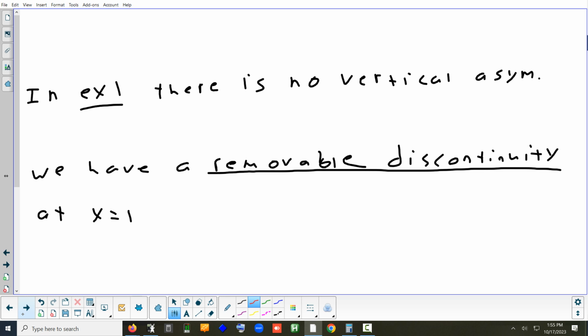Okay, so in both of those examples, there were no vertical asymptotes. We had what we call, this is the fancy name for a hole in a graph, it's called a removable discontinuity. That's another name for a hole. It's a removable discontinuity. Discontinuity just means not connected. And a hole makes the graph not connected. There's like a break in it.